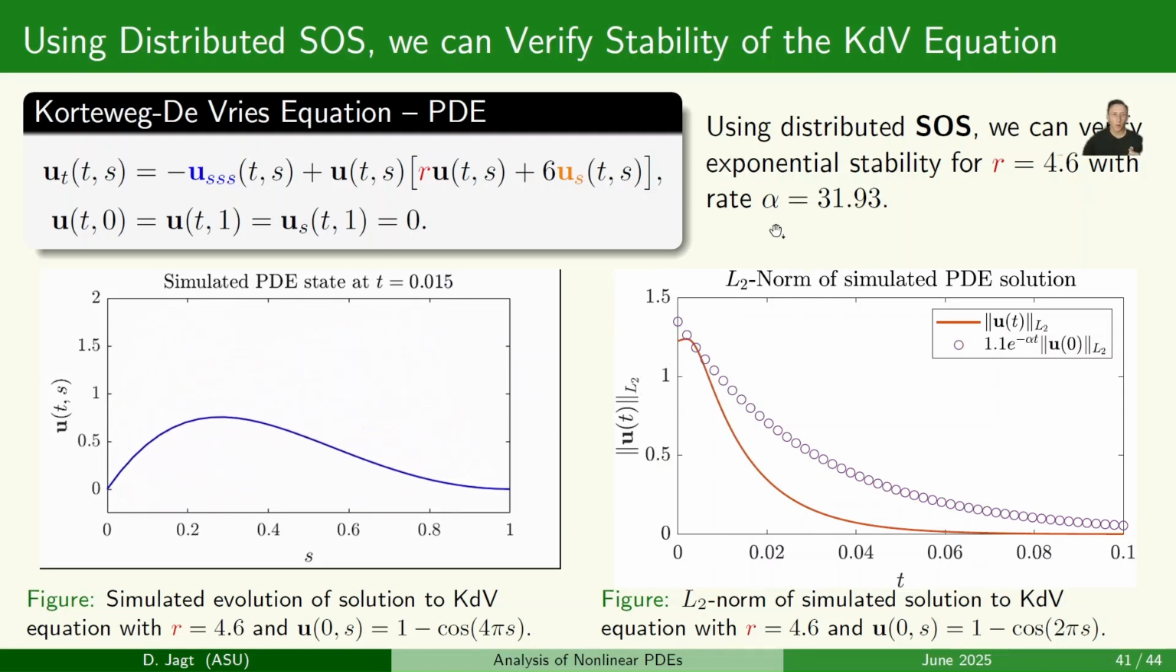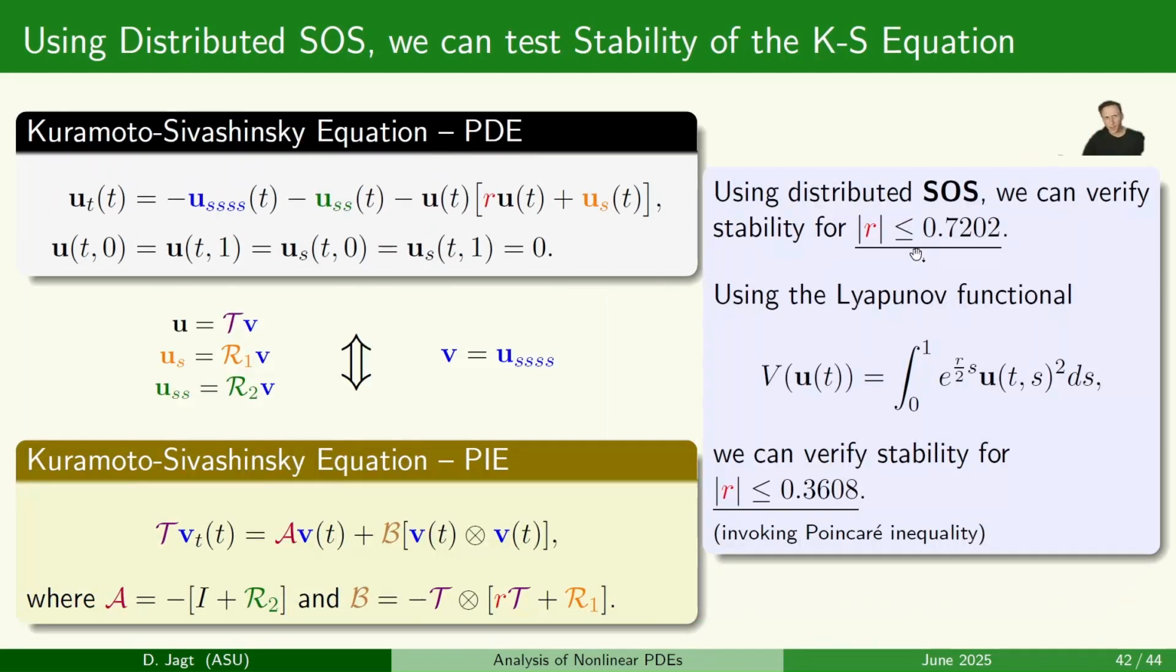And in particular, we were able to verify stability with a rate of decay of almost 32. And even this rate of decay does not appear to be tight, at least for this particular initial condition. So it's possible that using a higher degree Lyapunov functional, we may be able to verify a tighter, higher degree of exponential stability as well. Although, of course, it is also possible that there are other initial conditions for which this rate of decay is in fact tight.